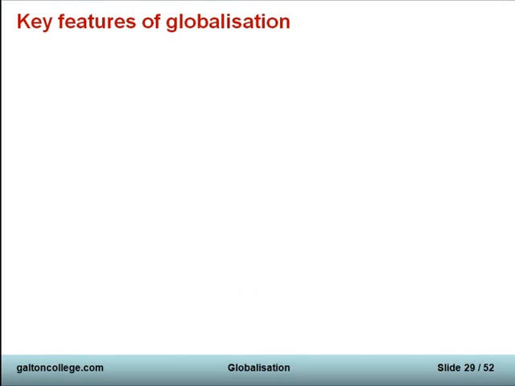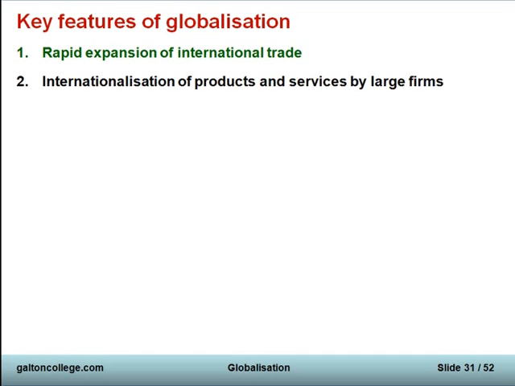Well, what are the key features of globalization? Well, obviously the key feature is there has been a very rapid expansion in international trade. We've already talked about that. There's an internationalization of products and services. It's possible to buy a soap powder in one country and buy the same soap powder in a different country. So there's a standardization. And images are understood more throughout the world. For example, the Coca-Cola image or the Pepsi-Cola image. It's understood throughout the world. It's a Pepsi-Cola or it's a Coca-Cola.